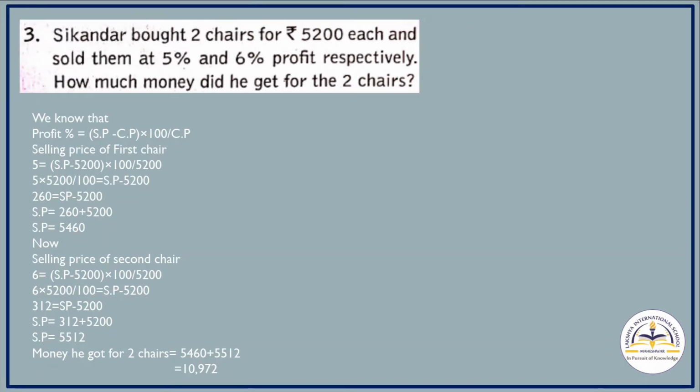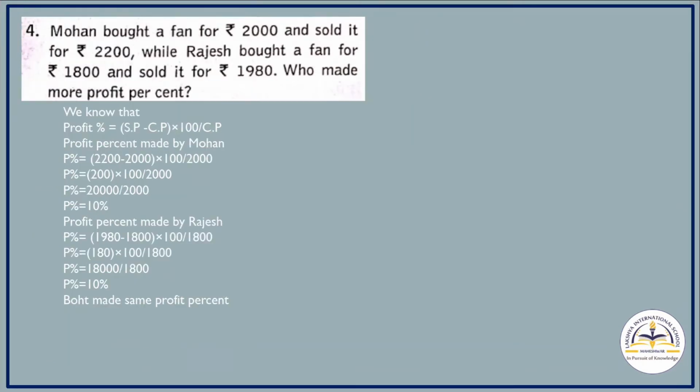Now the money he got for 2 chairs, for that you have to calculate both the selling prices, that is 5460 plus 5512. When you will add them, you will get 10972. That will be the answer.